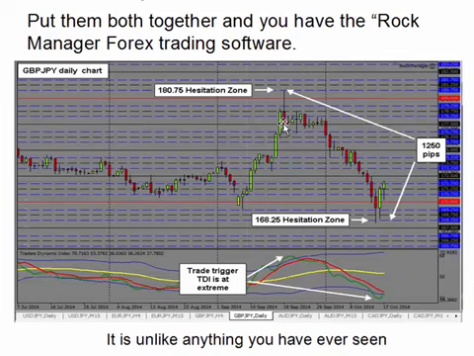In this chart example, you can see the pound yen from the middle of September on a daily chart. It cycled up exactly to 180.75, which happens to be a hesitation zone in our software. And then it cycled down 1,250 pips to the 168.25 hesitation zone.